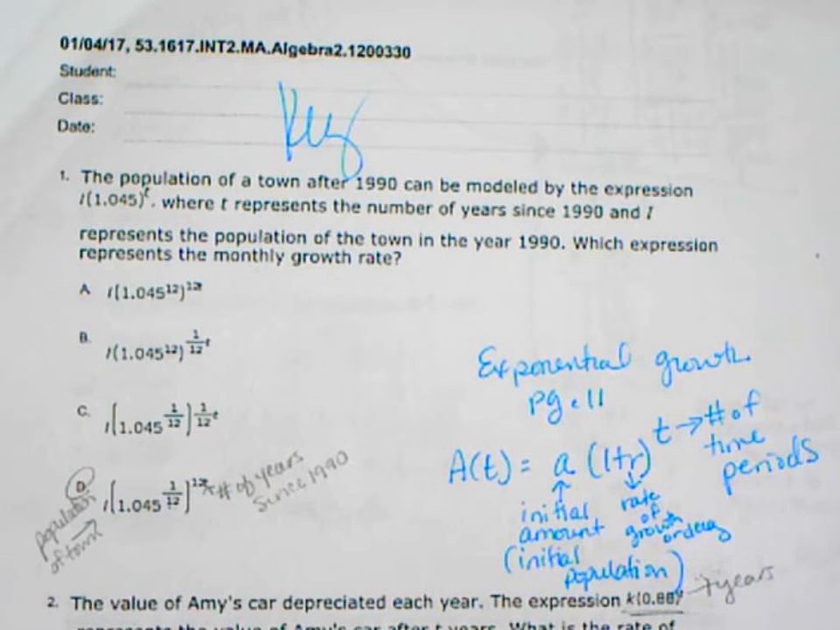Alright, on the first one: the population of a town after 1990 can be modeled by the expression I times 1.045 to the t, where t represents the number of years since 1990, and I represents the population of the town in the year 1990. Which expression represents the monthly growth rate?